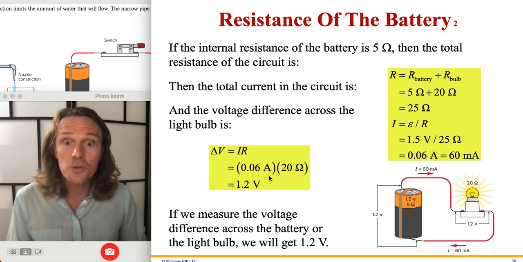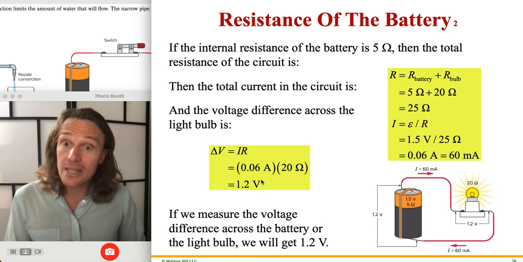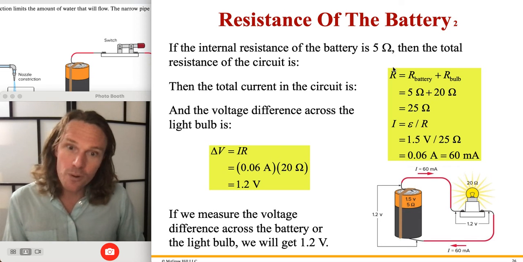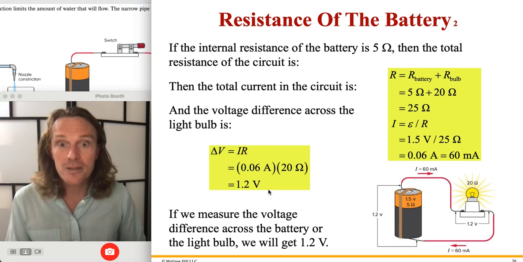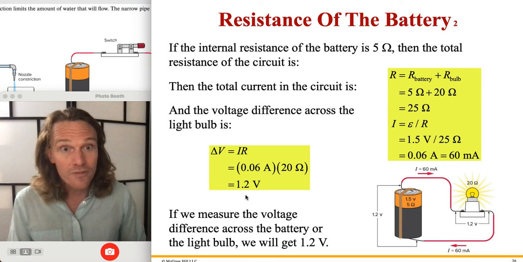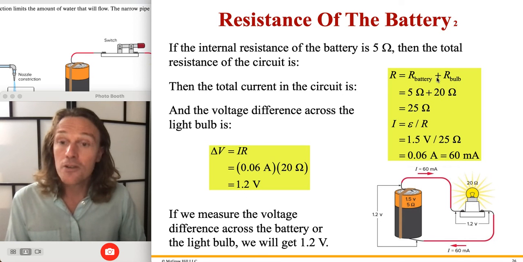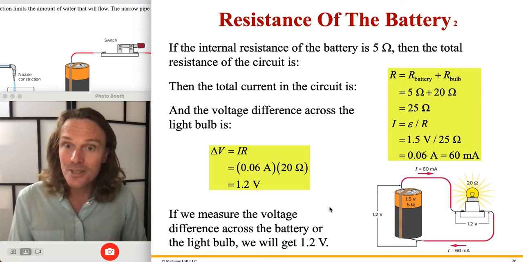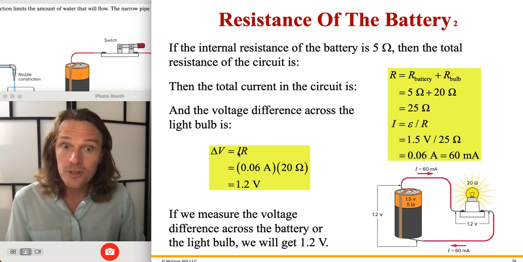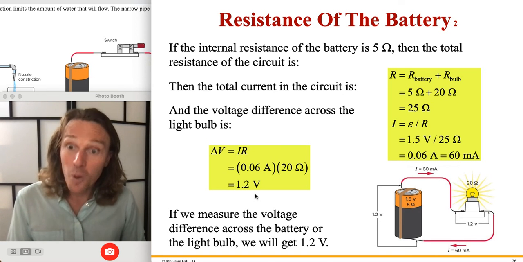In fact, it's 1.2. All right? And what's interesting is when you look at that, 1.2 is exactly 4/5, because the bulb makes up 4/5 of the overall resistance, and 4/5 of the overall voltage of the battery. So 1.2 is 4/5 of 1.5, just like 20 is 4/5 of 25. Okay? So it's the same proportionality. But you don't have to think of it that way, because you can always just plug it back into Ohm's law, which we're using twice now, to find the voltage drop across the bulb.